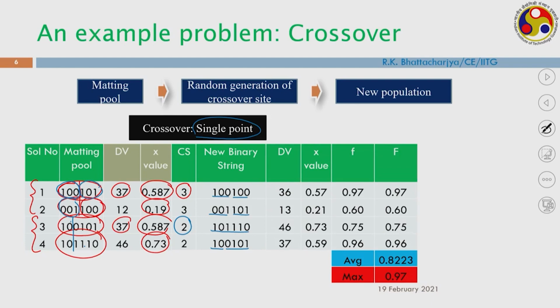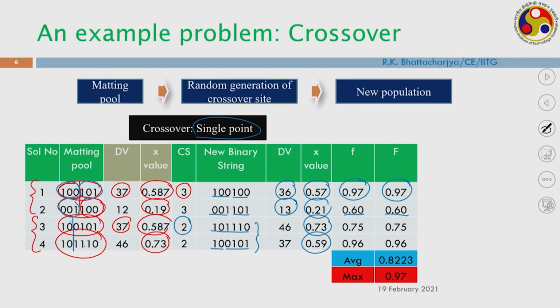Now, let us see whether we are getting a better solution after crossover. Here this is the decoded value 36 and 0.57, and the f value is 0.97 and capital F is also 0.97, and then this is 13 and then this is 21, then 0.60 and 0.60. Anyway, you are not getting a new solution here. You are getting the same solution, that is 0.73 and 0.587 or 0.59. So, you are not getting any new solution from your third and fourth solution, but from the first and second solution you are getting two new solutions.